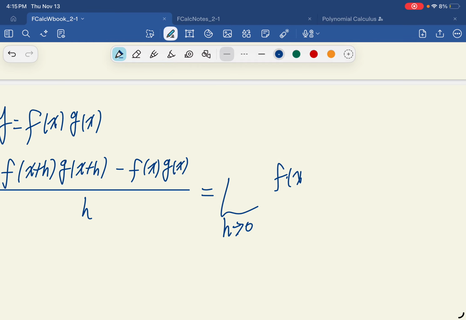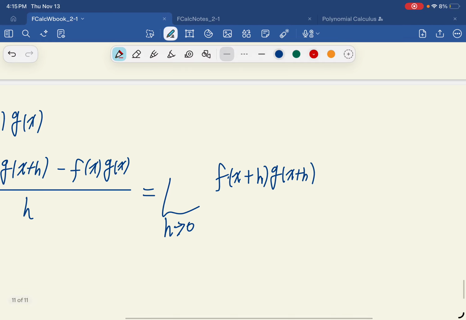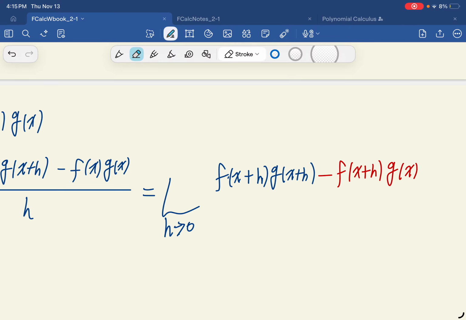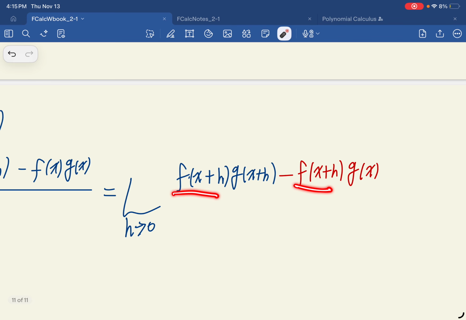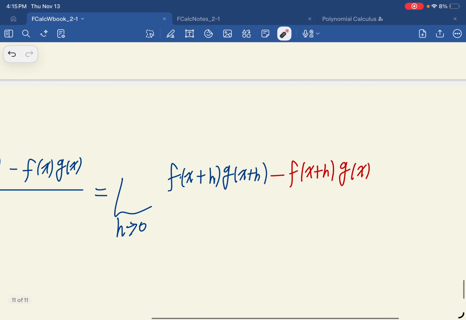What I'm going to do is I'm going to write f of x plus h, g of x plus h. But I'm going to write this. I'm going to add f of x plus h times g of x. Never mind, I'm going to subtract that, because why? I'm going to factor these. I'm going to group these by f of x plus h so that we have g of x plus h minus g of x, and that will lead us to the definition of the derivative, right?